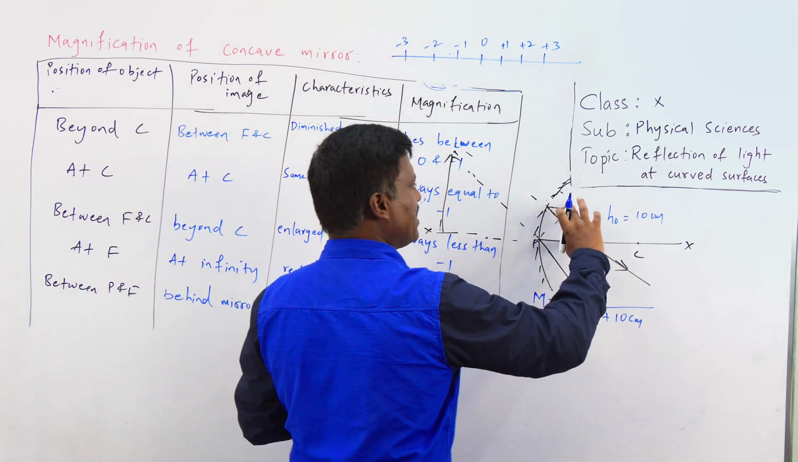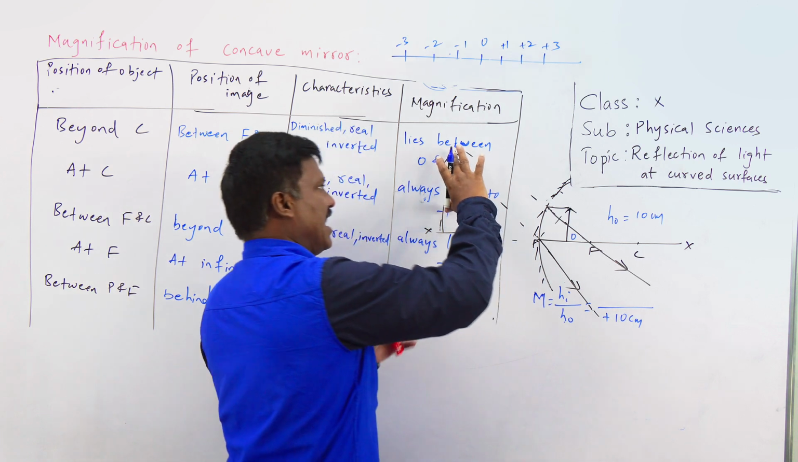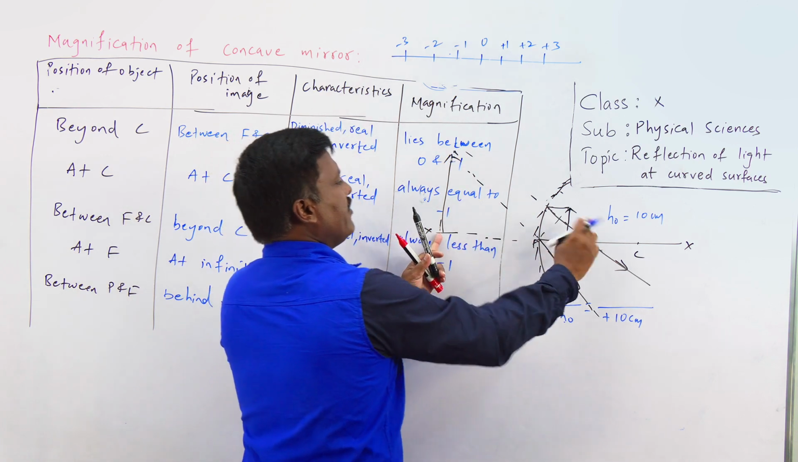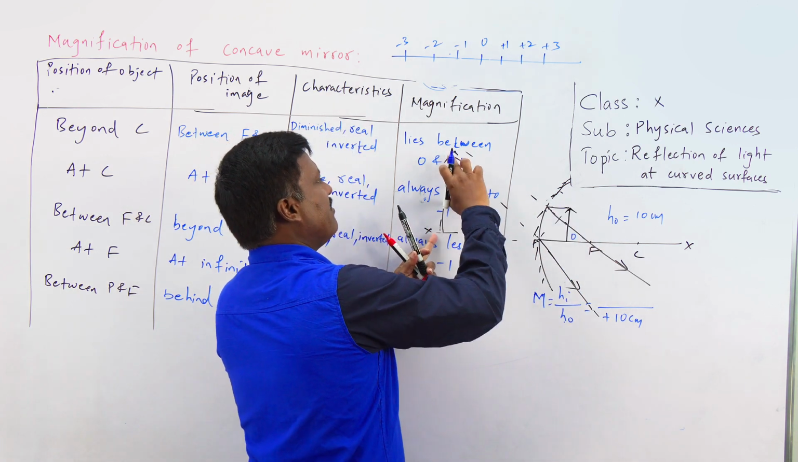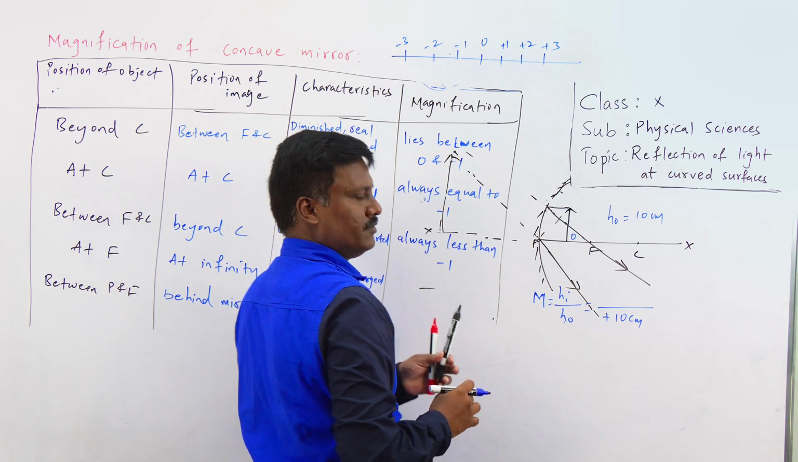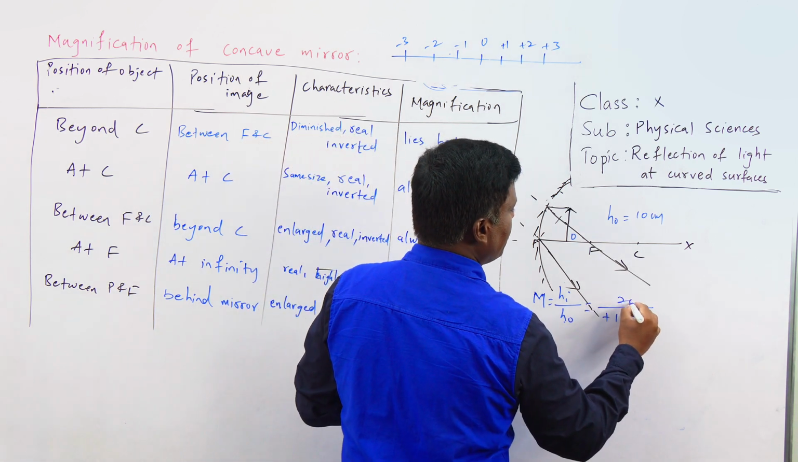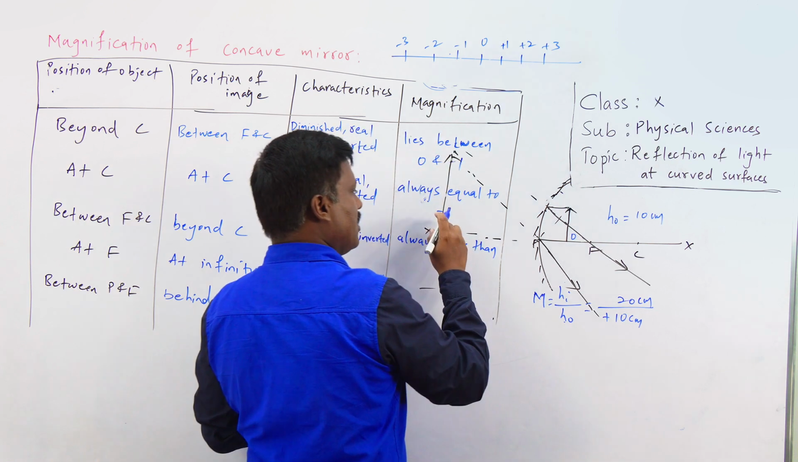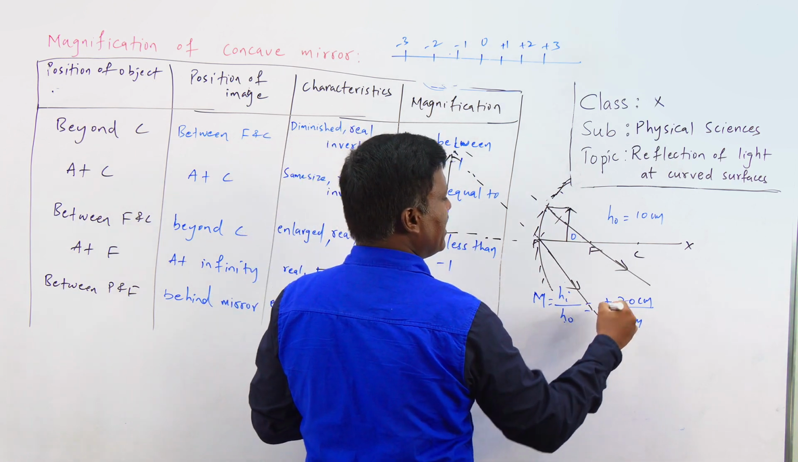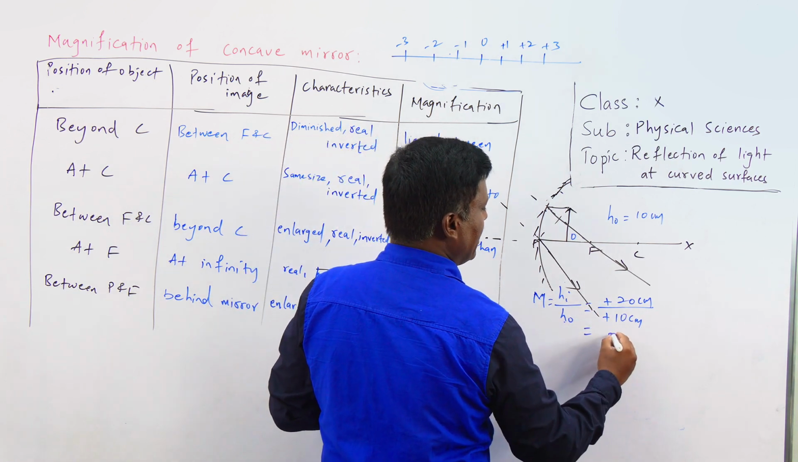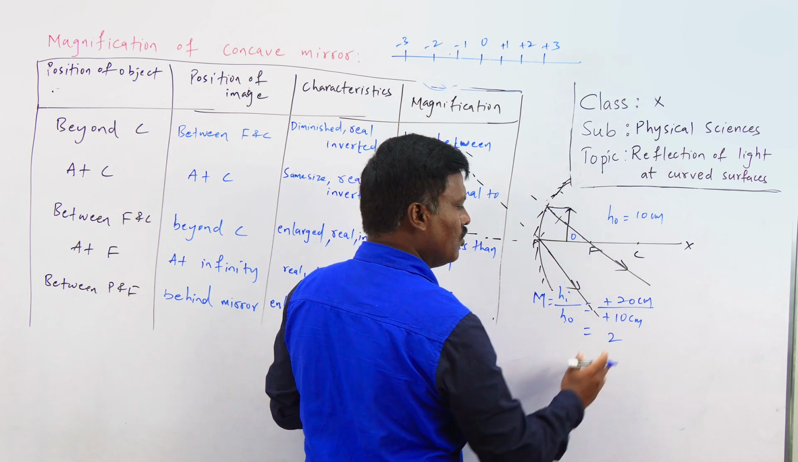So what is the height of the object? 10 centimeters. This is the height of the image. If you take this as 10, how much will it be greater than 10? 20. Yes or no? 20 centimeters. This is above the principal axis, so the sign is taken plus. 20 by 10, 2. What is the magnification value? 2.